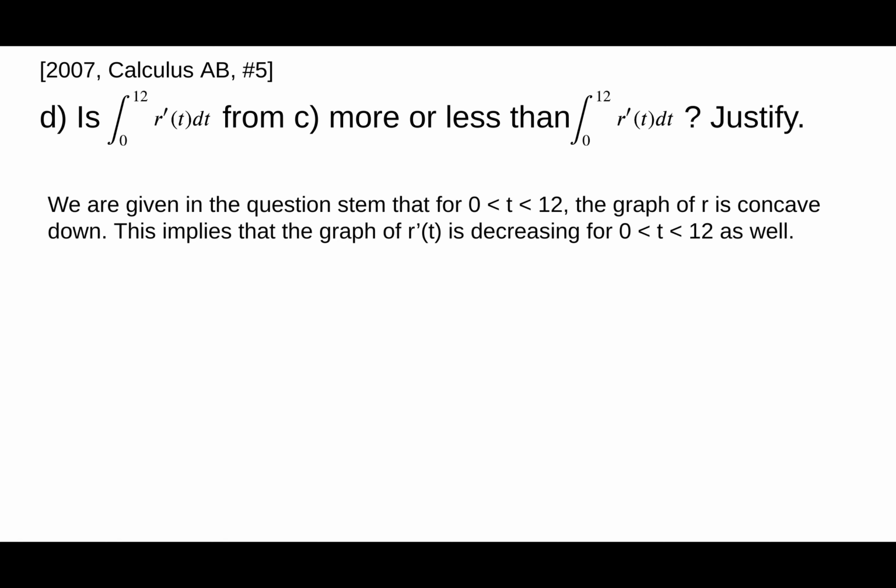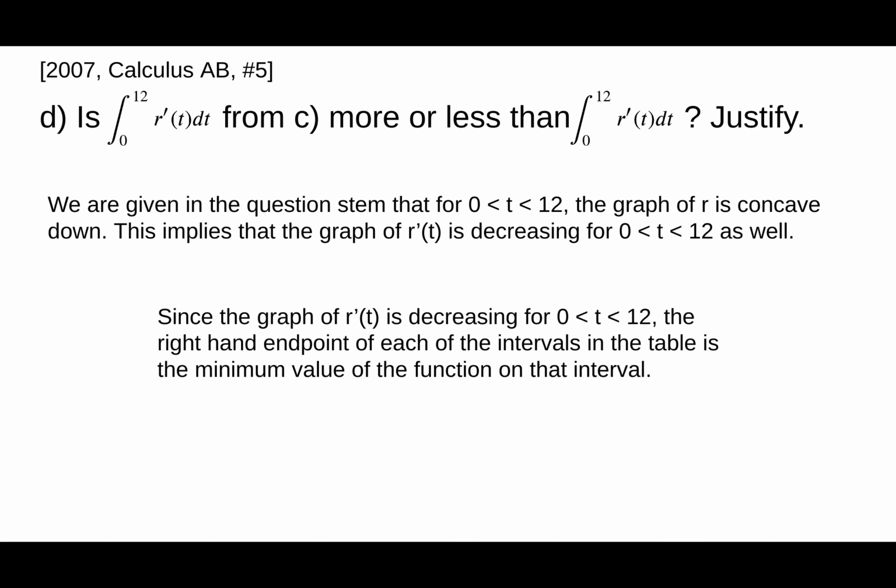All right, in the question stem, we are given that for t between 0 and 12, the graph of r is concave down. All right, this implies that the graph of r prime of t is decreasing, right, for all values of t between 0 and 12. Well, if the graph of r prime of t is decreasing for all values of t between 0 and 12, then the right-hand endpoint of each of the intervals in the table is the minimum value of the function on that particular interval.